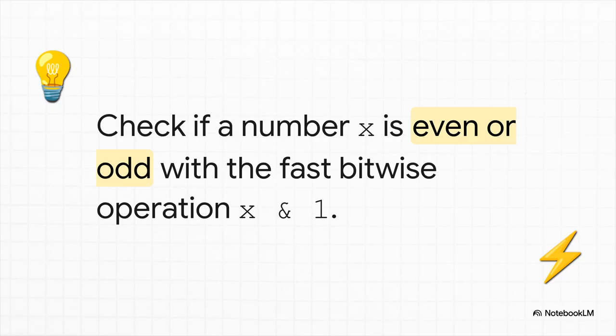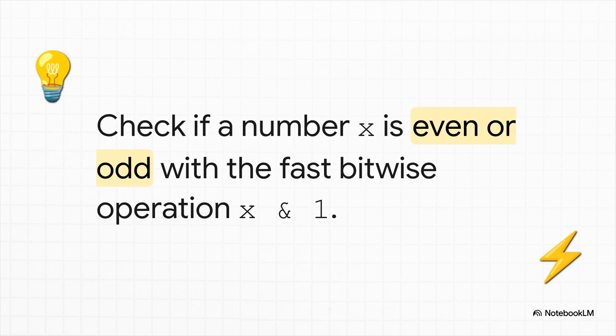And this leads us to a classic, and I mean classic interview trick. If you want to check if a number is even or odd, all you have to do is AND it with 1. So why does this work? Well, think about it. The number 1 in binary is just a bunch of zeros with a single 1 at the very end. When you AND any number with that, it zeroes out every single bit except for that last one, and that last bit determines if a number is even or odd.